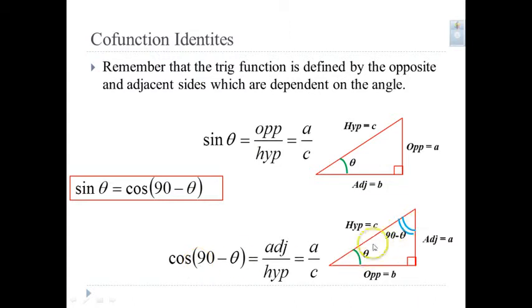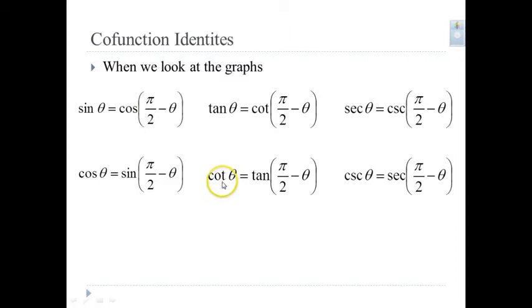we know that these two angles add up to 90 degrees. So the cosine of 90 minus theta is equal to the adjacent over the hypotenuse, which is also A over C. So you can see these two are the exact same thing. So what happens then is that the sine of an angle is equal to the cosine of 90 minus that angle, or you could say pi over 2. So these cofunction identities work for sine and cosine both ways, tangent and cotangent, and also for secant and cosecant.